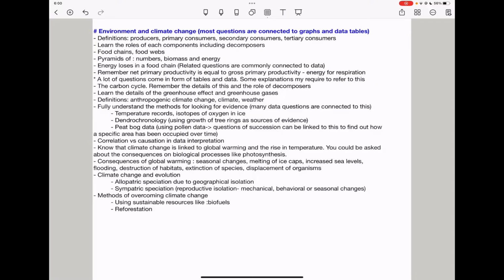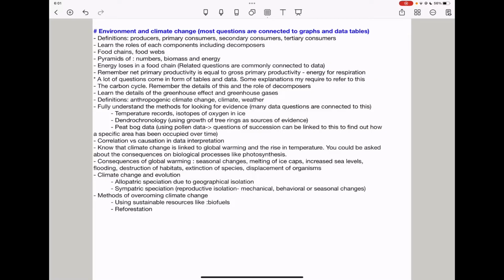A lot of questions come from tables and data, and some explanations may require you to refer to this kind of information. They could ask about the carbon cycle. Please remember the role of decomposers in the carbon cycle because these are used in the recycling of carbon dioxide, which is later taken up by the plants in the process of photosynthesis.